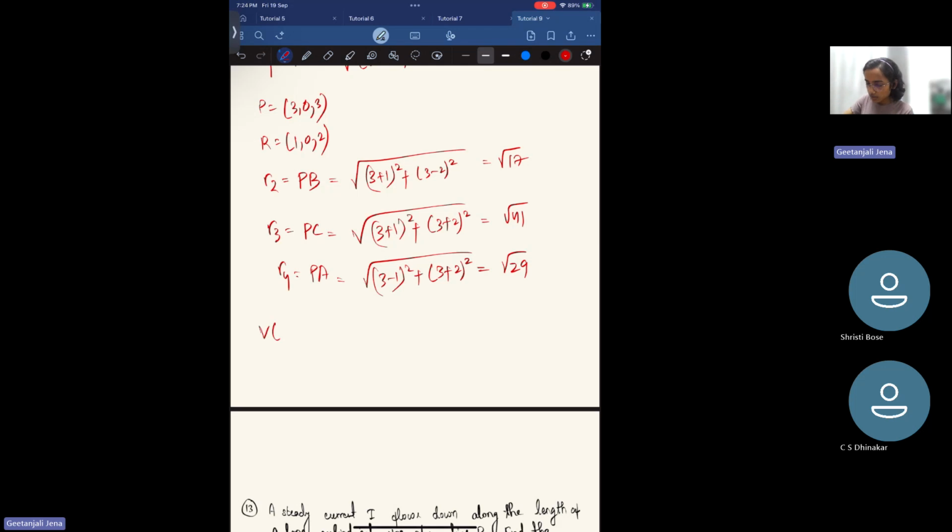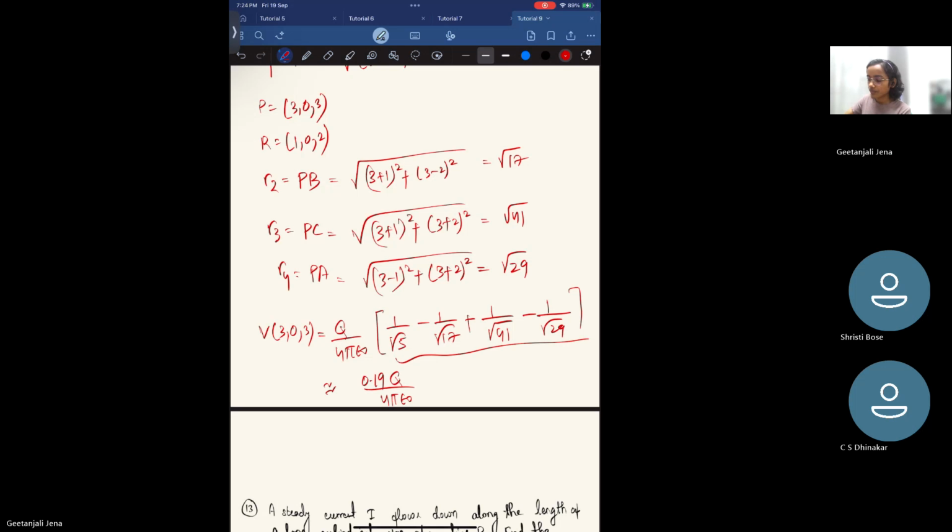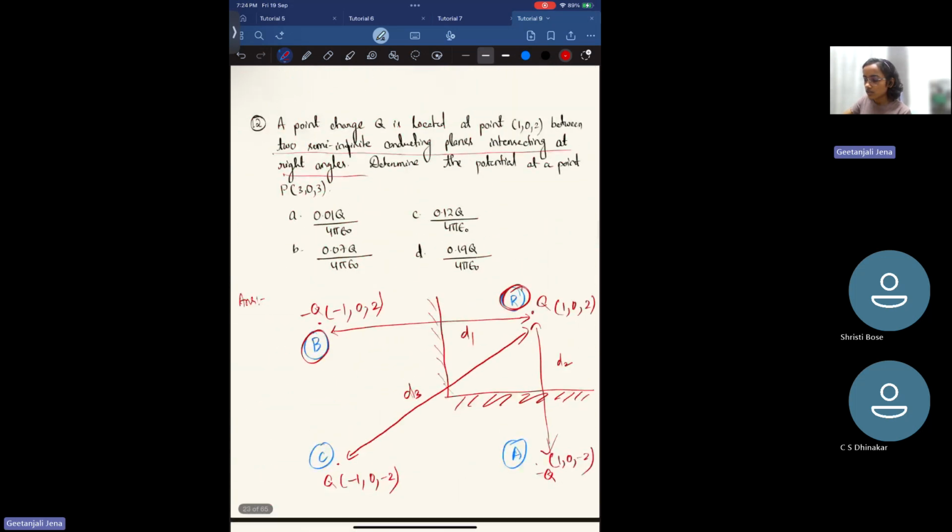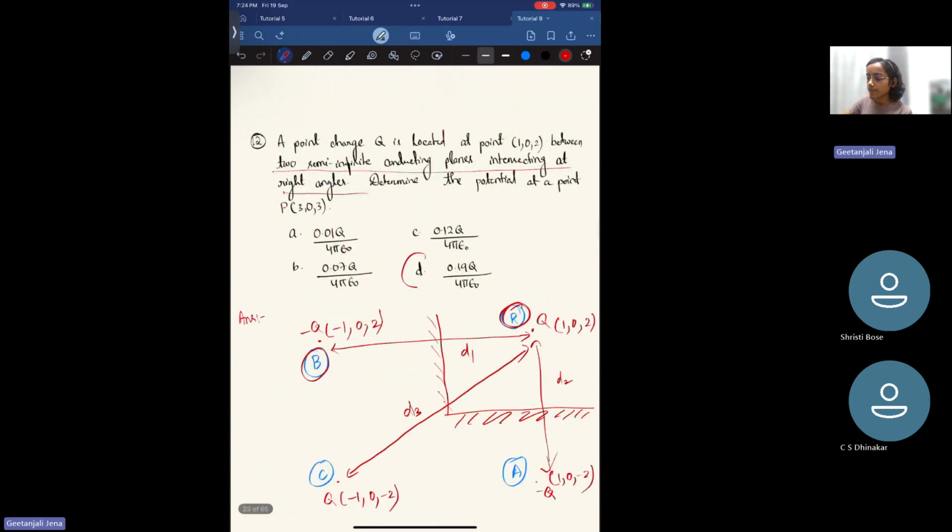So the potential at (3, 0, 3) is Q by 4 pi epsilon naught times (1 by root 5, minus 1 by root 17, plus 1 by root 41, minus 1 by root 29). If you simplify it, this approximately gives a value of 0.19 Q by 4 pi epsilon naught. So the answer would be option D.